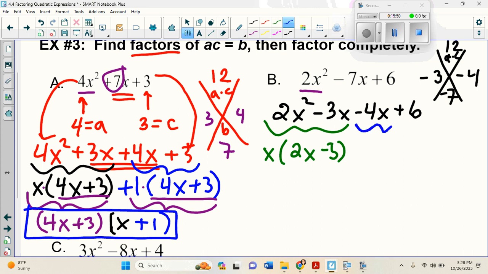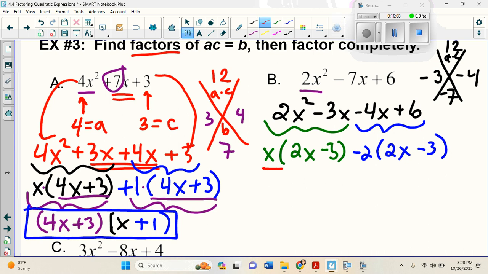The second term, I have a common factor of 2 only. But because I want a positive 2x minus 3, I'm going to take out a -2. Because -2 times 2x is -4x, and -2 times -3 will give me a +6. And those are the values above.